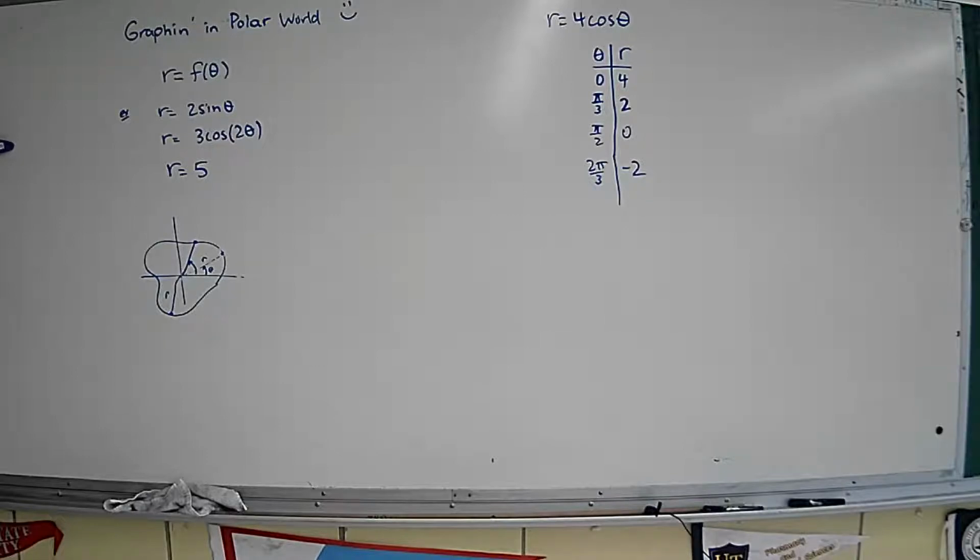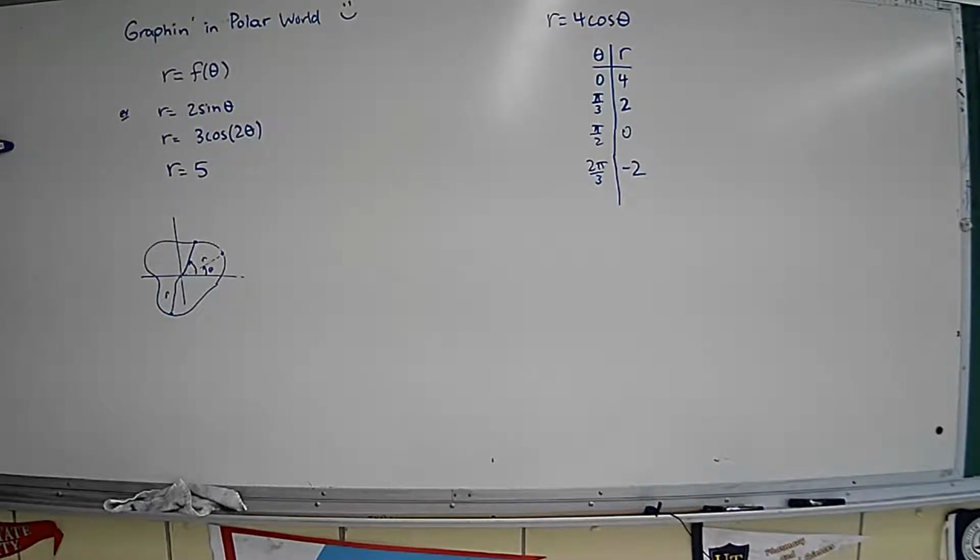R is negative, which means the graph is going to be in the opposite quadrant. So this point right here is the point -2, 2 pi over 3. Because r was negative. The angle put me in the second quadrant, but the negative r puts me in the fourth. Okay?